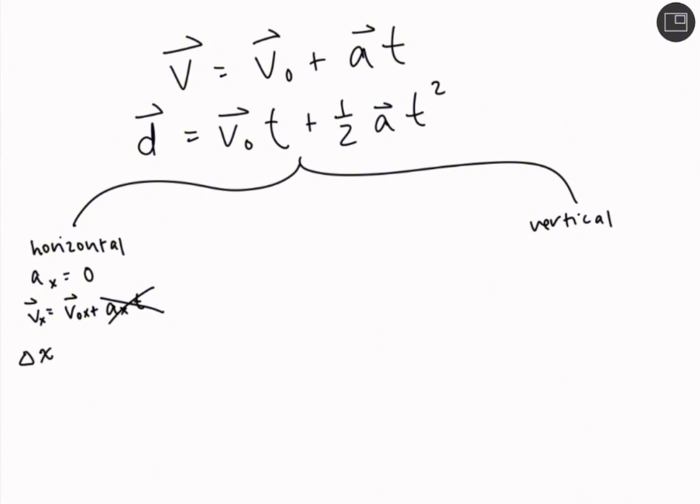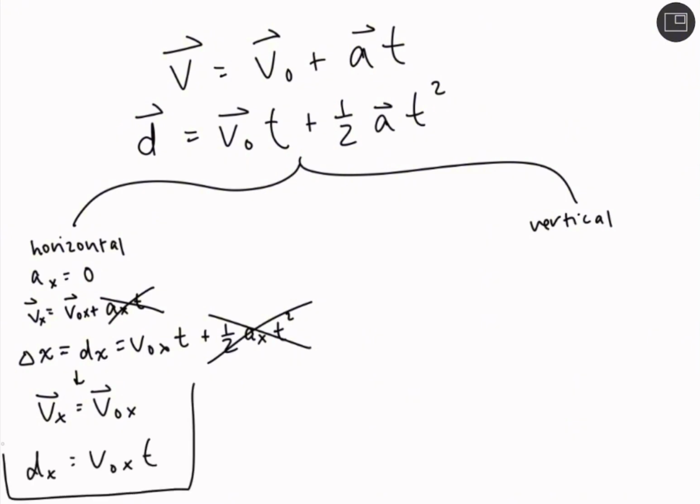Now the x displacement equation is going to be the same idea. After you write out its equation, you'll also notice that the acceleration is going to be 0. So the displacement in the x direction is just going to be initial velocity times time. So in the end, you're left with these formulas in the horizontal direction.